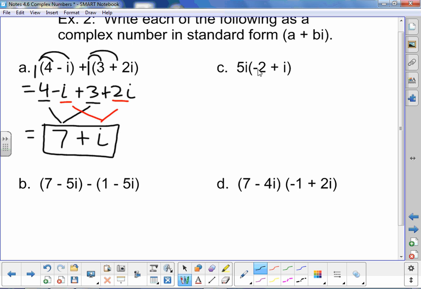So simple as that. And remember, i is the square root of -1, so technically that's what this is. It's just a shorter way of writing it. Think of this like a nickname for square root of -1.